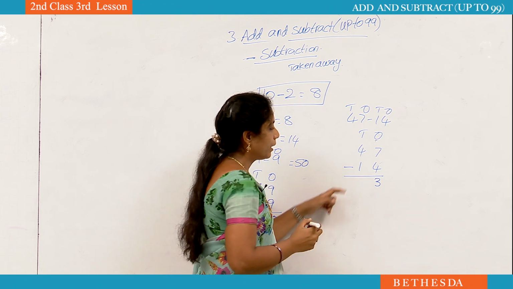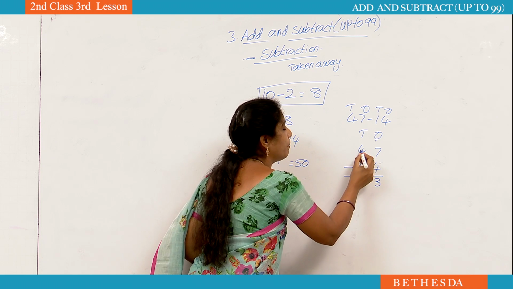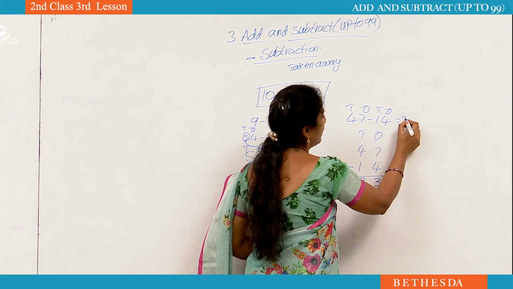Remaining number is 3. Now 4 minus 1. Already we learned, if you subtract 1 from any number, we will get that number's before number. 4 minus 1 is 3. 33.